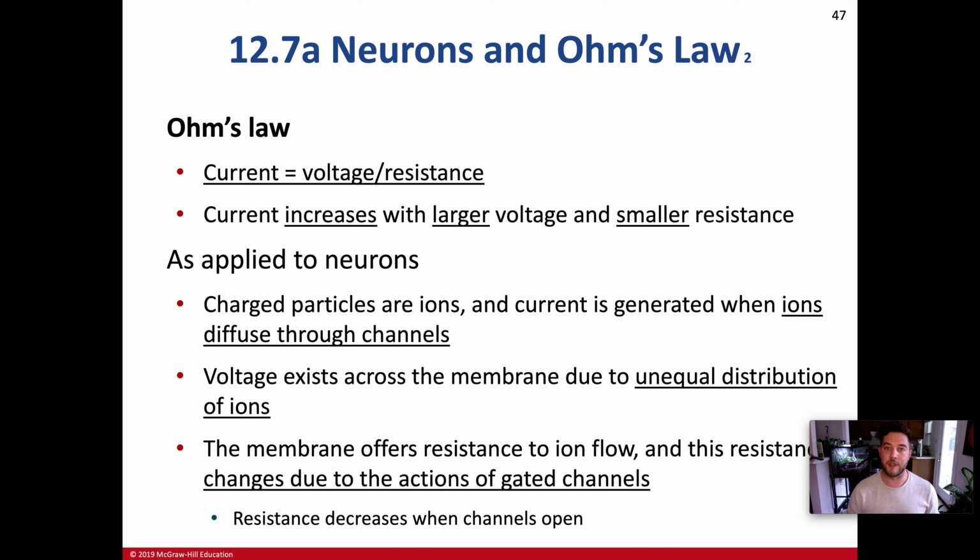The membrane offers resistance to ion flow, and this resistance changes due to the actions of gated channels. So as those voltage and chemical gated channels open and close, they're going to change the resistance of the plasma membrane. If all of the channels are closed, then your resistance is at its maximum. If all of the channels are open, then your resistance, as it says, will really decrease.